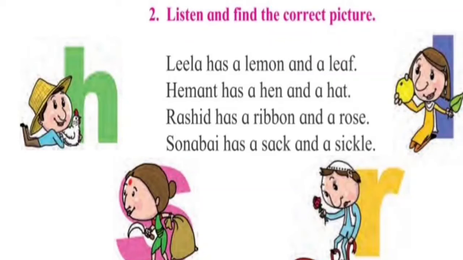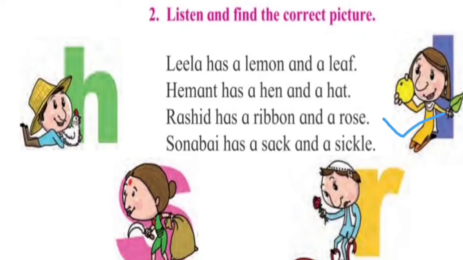Leela has a lemon and a leaf. Leela has a lemon and a leaf. Where is Leela? What does she have? She has a lemon and a leaf.